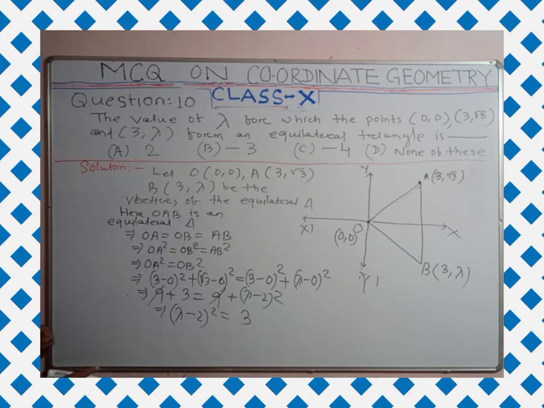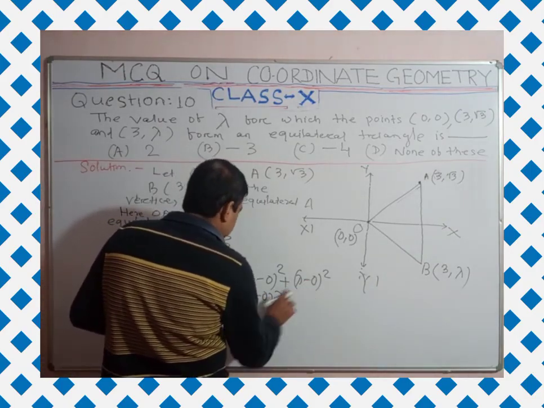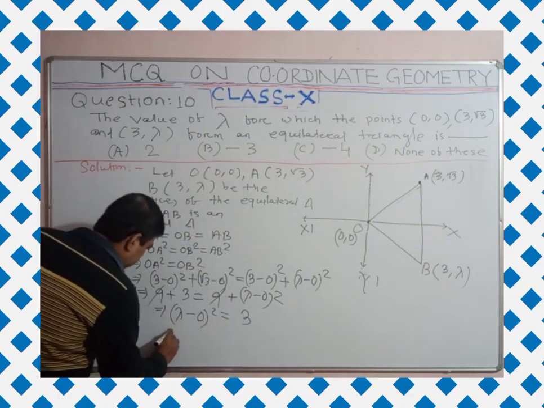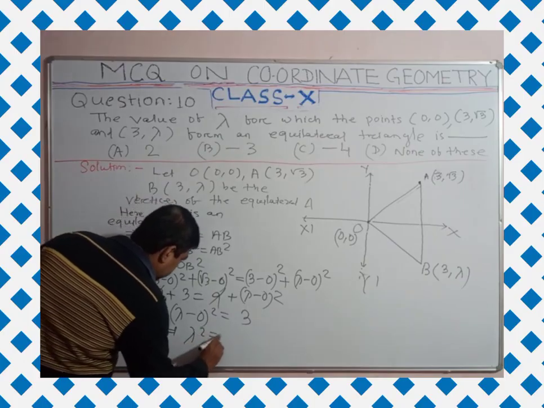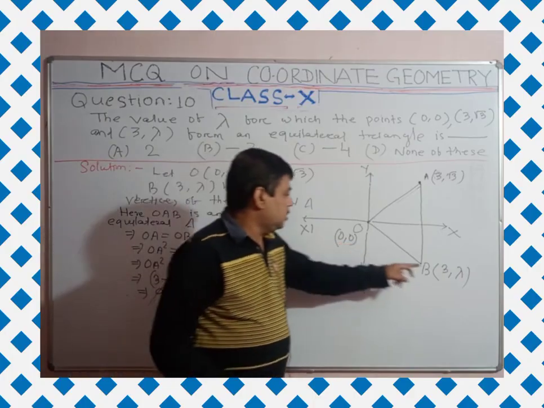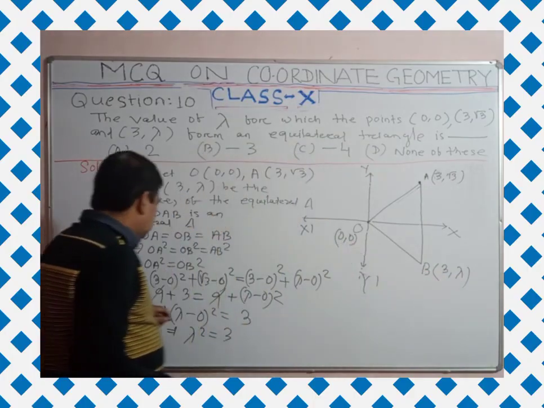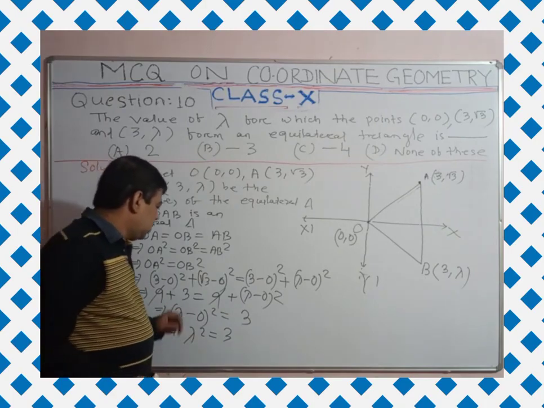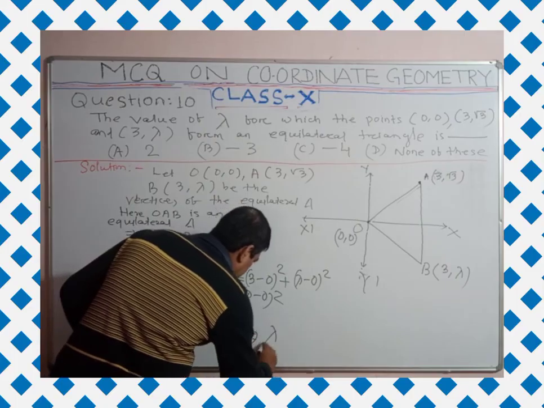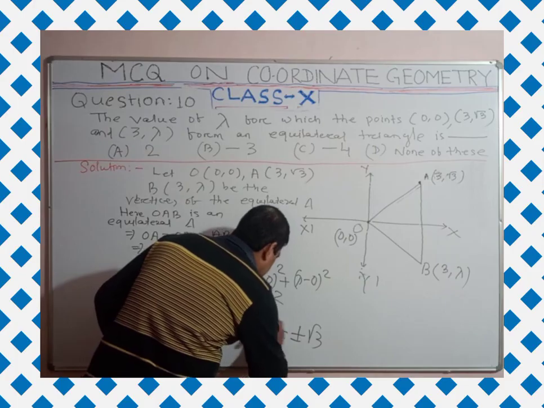So 3 is equal to lambda minus 0 whole square. This is lambda minus 0, not 2. Okay, understand? So lambda minus 0 means lambda square is equal to 3. So OB means 3 minus 0 whole square plus lambda minus 0 whole square, so lambda square is equal to 3. So that implies we get the lambda values plus minus root 3.